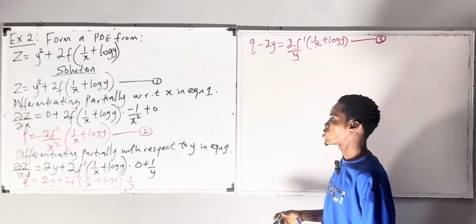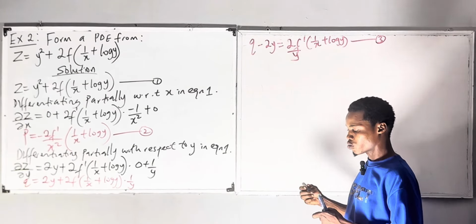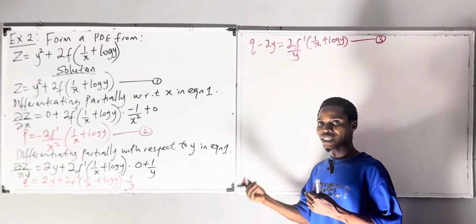What's my next step? My next step is to compare equation 2 and equation 3. Is there something related to each other? Can they cancel out?